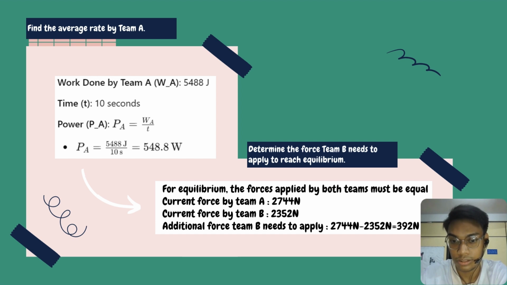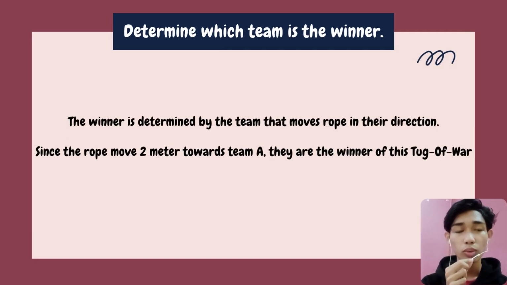This value means this is the extra force team B needs to apply to match the force of team A. So the rope will not be moving toward team A or team B. That's all. Finally, we want to determine which team is the winner.